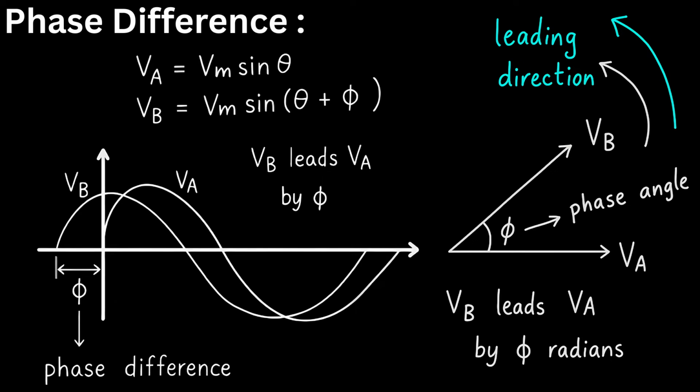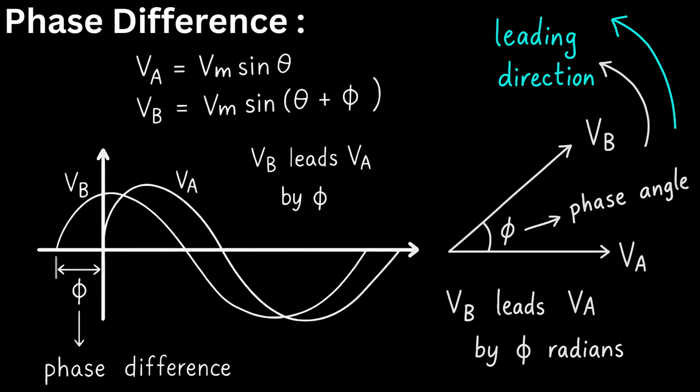This single plus phi elegantly captures the entire concept of leading. It tells us that whatever angle VA is at, VB is always at that angle plus an extra amount, phi. This confirms what we saw on the graph: VB leads VA by phi. Drawing detailed waves is great for understanding, but it can be slow and cluttered. So, engineers and physicists developed a brilliant shorthand to represent waves: the phasor diagram.